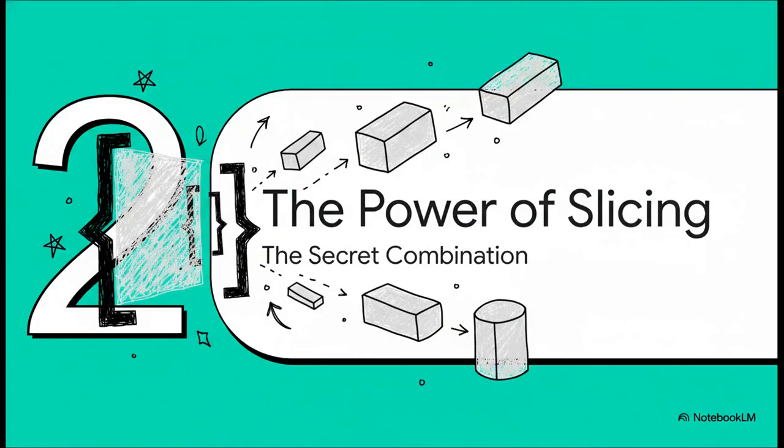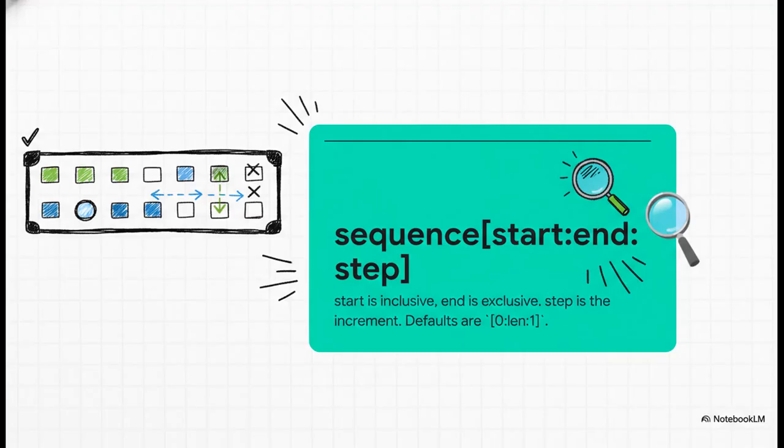Okay, grabbing one item at a time is useful, for sure. But honestly, that's just scratching the surface. Now we're going to learn the secret combination that unlocks the real power of those brackets. It's called slicing, and it lets us grab whole chunks of data all at once. This right here, this is the secret formula for everything. Start, end, and step, separated by colons. It might look a little technical, but it's actually super simple. You just tell it where to start, where to stop, and how many items to jump over each time.